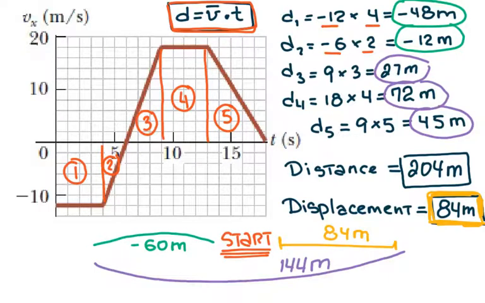So it looks like at first an object traveled in the opposite direction, maybe negative direction, 60 meters, negative 48 and negative 12. And then an object traveled in the positive direction, 144 meters. So the total displacement is 84 meters.